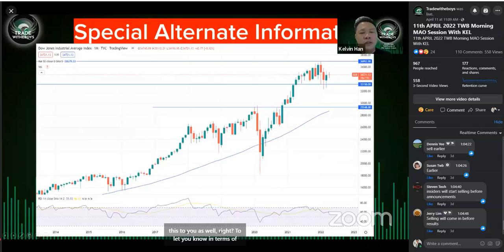Right, to let you know in terms of technical aspect before we go into the chart slide, two technical charts. Now, this is the Dow Jones chart, as you can see from all the way from 2014 to now. So what you can see on my screen here is this is called a BMB. A BMB is something that we have for our TWB students. We know what it's all about.